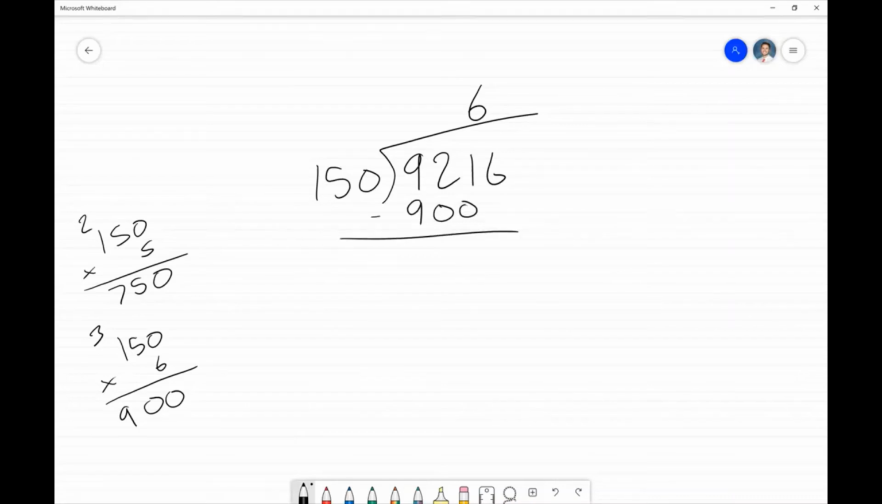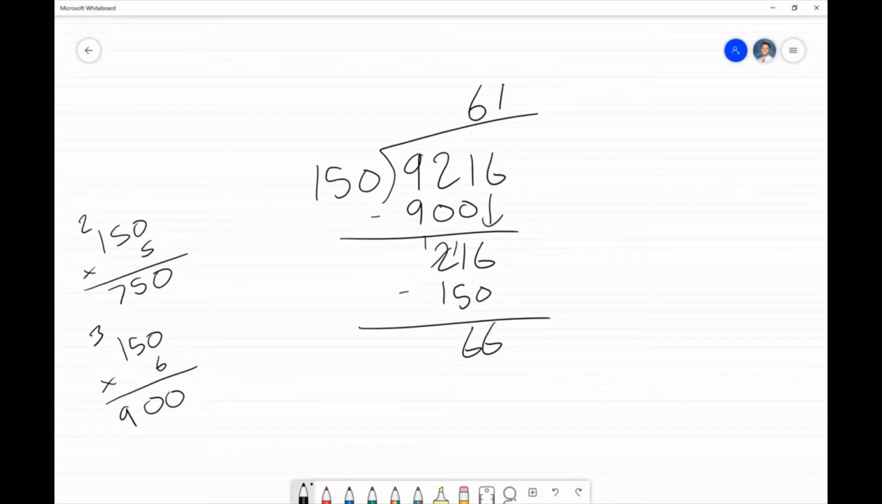And now we subtract: 921 minus 900 equals 21. And we bring down the 6. Now 150 goes into 216 only one time, and that's equal to 150. And now we can subtract. 6 minus 0 is 6. 11 minus 5 is 6. So we have this remainder of 66.